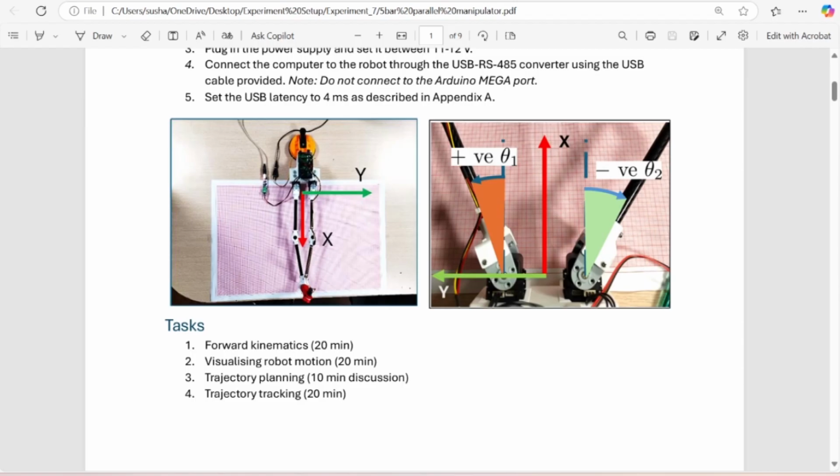Now something to note here is that this is a 5 bar. So which are the 5 bars? The base is considered to be the fixed link, which is the first one. Then we have the second, third, fourth, and fifth, which makes it the 5 bar mechanism. You would have studied 4 bar mechanisms also, but this is a 5 bar mechanism.